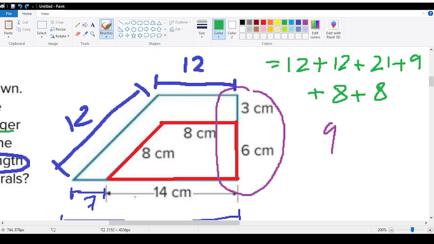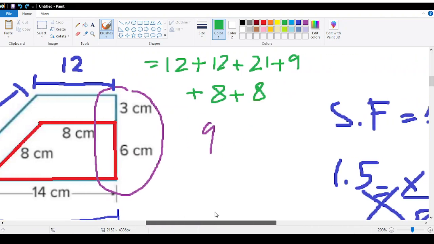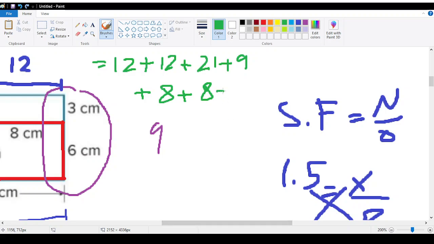So yeah, can you tell me what is the total? Add them. Okay. 12, 12, 20 to 40.